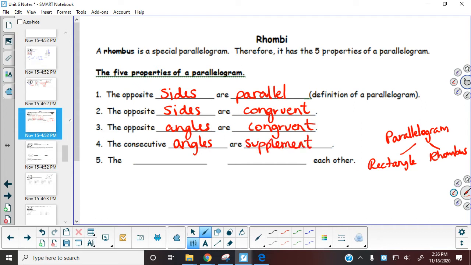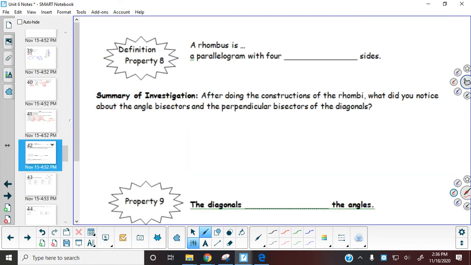And then we have that kind of random one there that's talking about your diagonals. Again, your diagonals bisect each other. So they intersect at their midpoints. Like we've talked about before, those five properties still apply to the rhombus. The only new piece to this is that a rhombus is a parallelogram with four congruent sides.